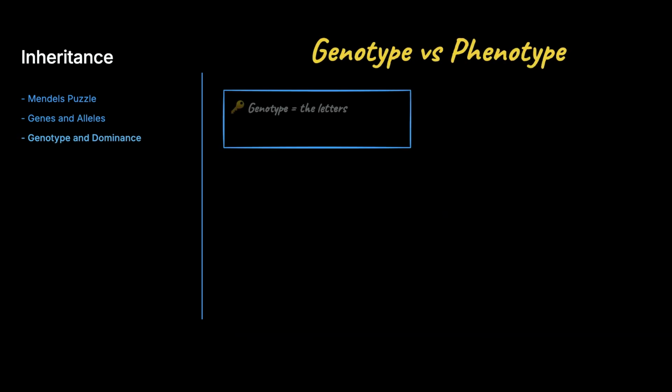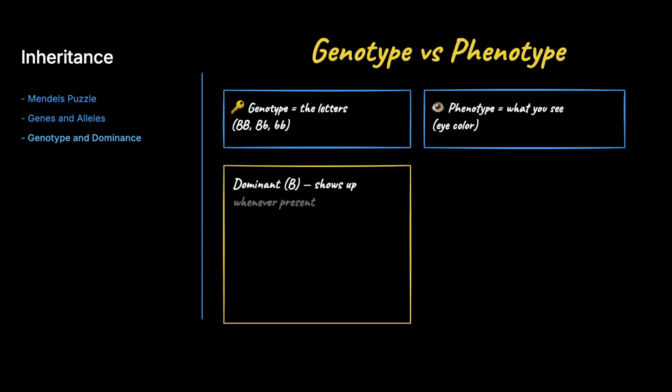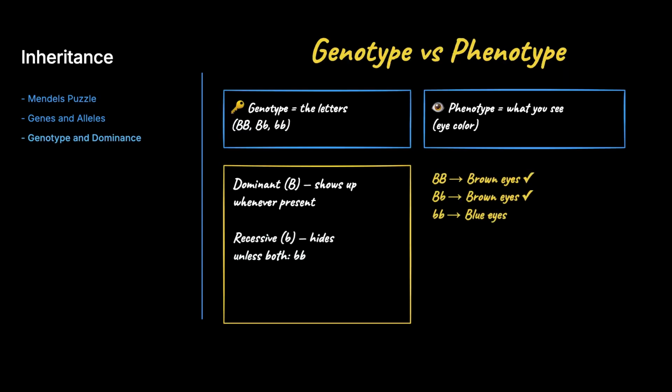2 more pairs finish the toolkit. Genotype is the genetic code you carry, the letters themselves. Phenotype is what you actually see, like eye color. And alleles come in 2 flavors. A dominant allele, written capital, shows itself whenever present. A recessive allele, written lowercase, hides unless doubled up. So either brown combination still gives brown eyes.